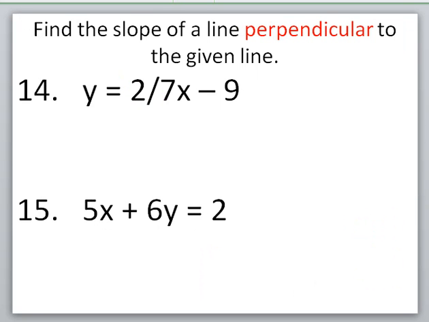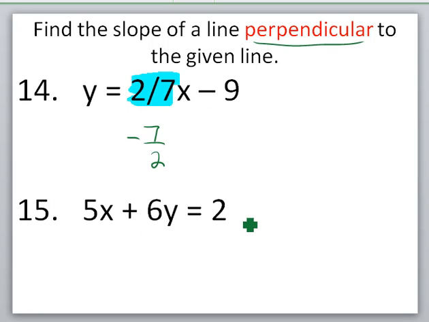The next type of problem, the directions say find the slope of a line perpendicular to the given line. The first one is in y equals mx plus b form, so the slope is 2/7. The slope of the line perpendicular to it would be its negative reciprocal. So I'll flip the fraction over. It was positive and now it's negative.